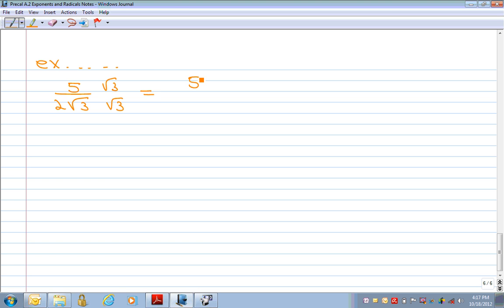5 times the square root of 3 gives us 5 root 3. In the bottom, be careful, that's 2 times the square root of 3 times the square root of 3, which is simply 3. So 2 times 3 is 6. So we have 5 square roots of 3 over 6 as our answer.